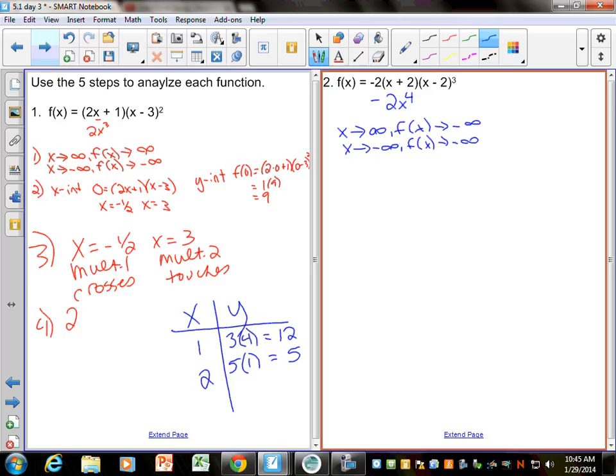I'm okay if on the x and y-intercept part, I don't see a need to restate the x-intercepts, right? Like we're going to do that for part 3. So let's just do the y-intercept here. So the y-intercept is going to be when I plug in 0 for x. So I'm going to get negative 2 times 0 plus 2 times 0 minus 2 to the 3rd. Going to be a big number, huh? Negative 2 times 2 times negative 8 is 32. Is that right?